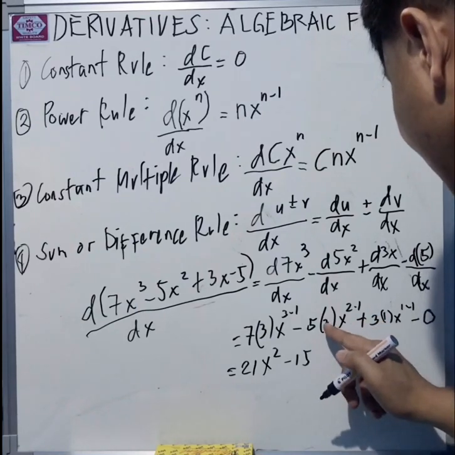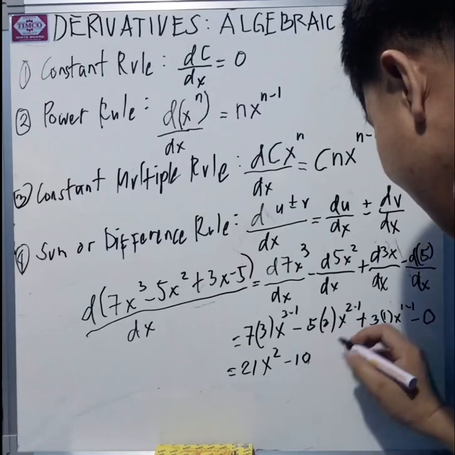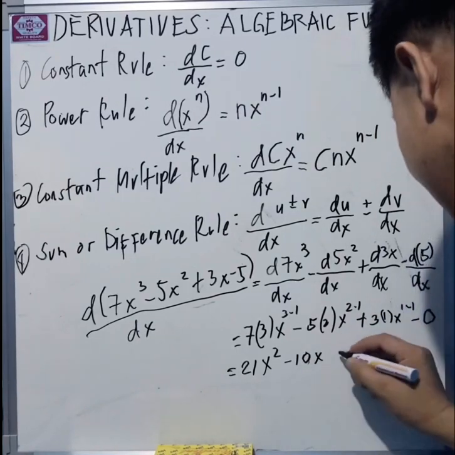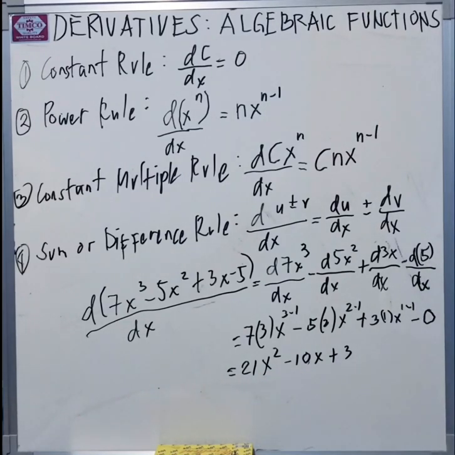Okay? So, equal to 21x squared minus 15, no, 10. Minus 10x plus 3. So, that is the derivative of 7x cubed minus 5x squared plus 3x minus 5.